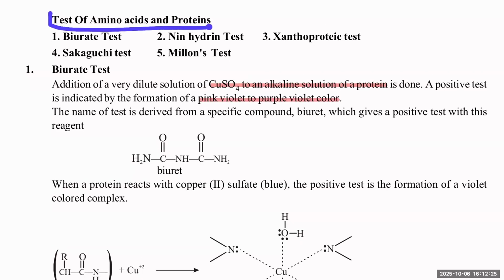Let's note all the important tests to confirm the presence of amino acids and proteins. There are mainly 5 different tests that we will perform. First one is called the biuret test.